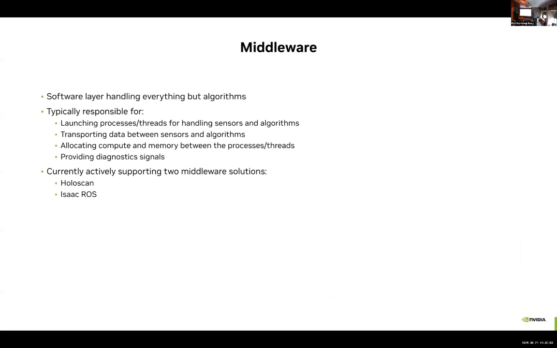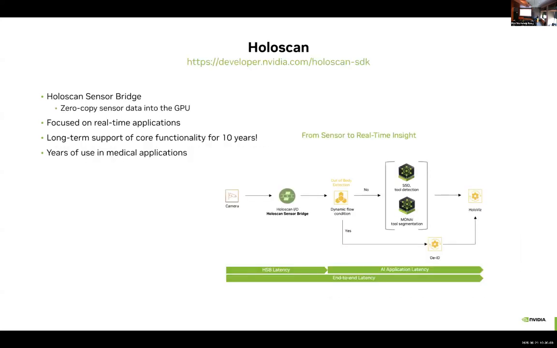We currently support Holoscan and Isaac ROS 2. Holoscan allows you to basically have real-time guarantees, zero copy from your sensors into your GPU, and also long-term support. 10 years, actually. The core functionality is supported for 10 years. And it's been used for years in medical applications, and we're now bringing it into robotics.